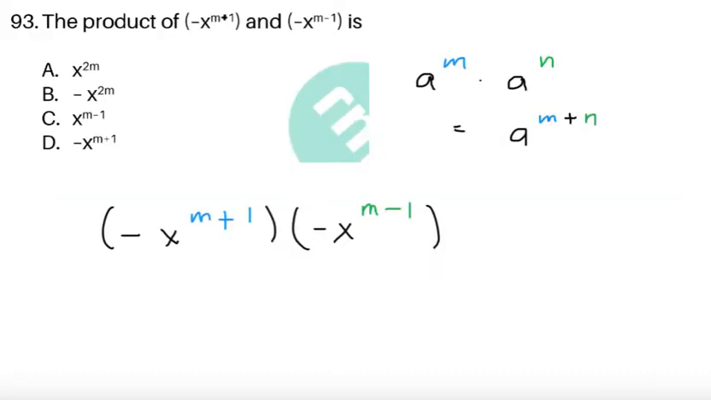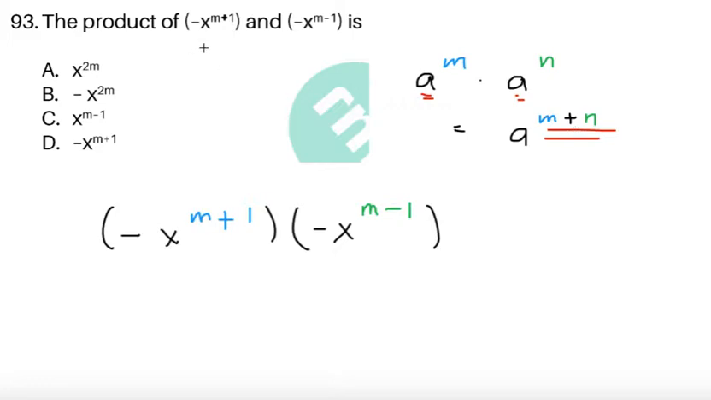To continue, the product of negative x raised to m plus 1 and negative x raised to m minus 1 is, and we're given 4 choices. Now recall the following property of exponents. If we have the same base, let's say a, a raised to m times a raised to n, if I multiply them, I can put them into one exponent by simply adding them. So a raised to m times a raised to n is the same as a raised to m plus n.